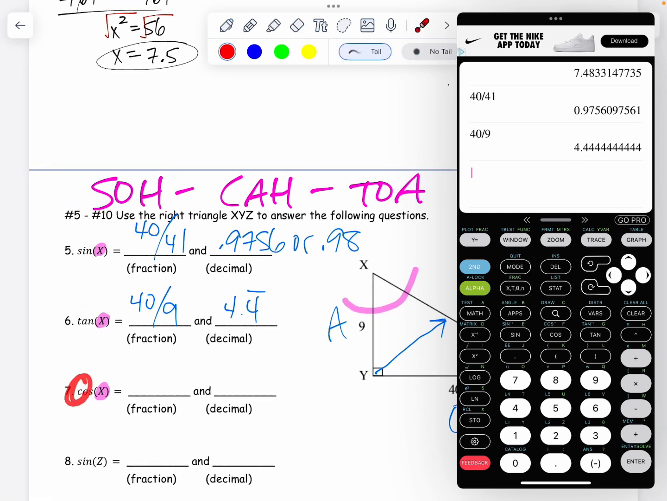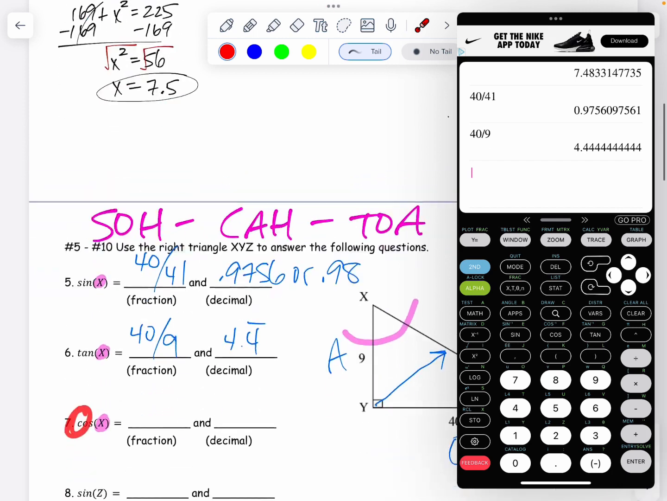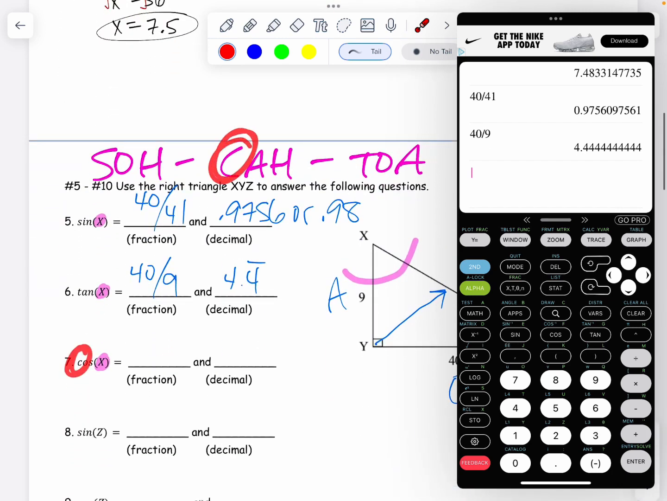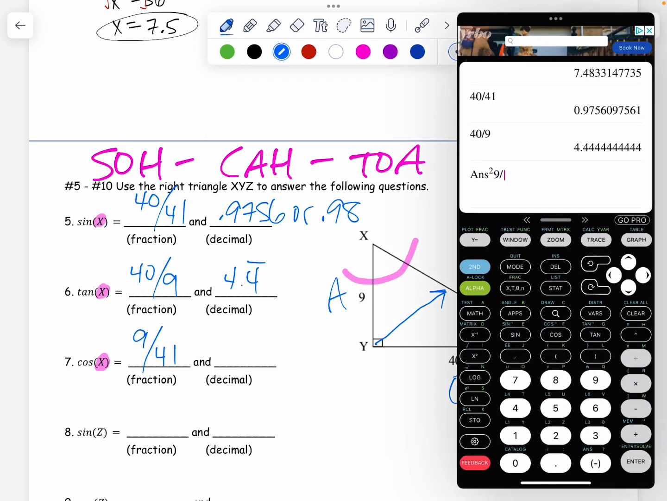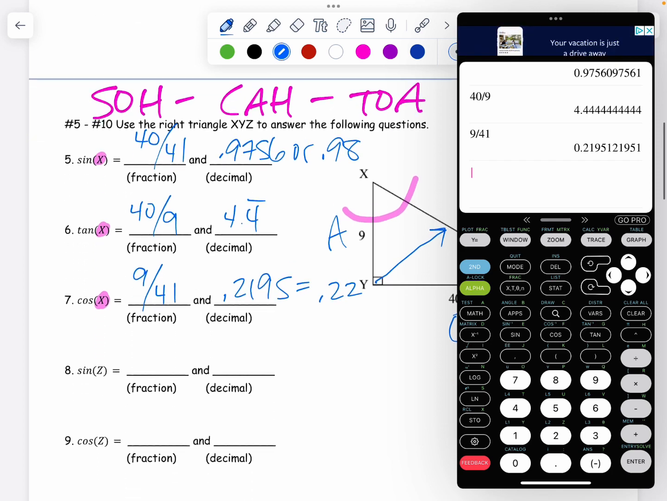The C for cosine tells me to look right here. Here is the C. And the C tells me to do A divided by H in that order. A is 9, so I'm going to write 9. And the H happens to be 41, so I'm going to put 41. And when I do 9 divided by 41, I get 0.2195, which rounds to 0.22. Okay.